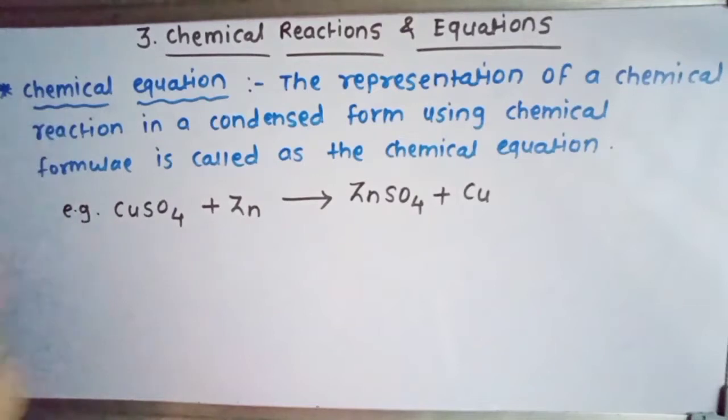Students, we are studying the third chapter of Science 1, that is chemical reactions and equations. In the last lecture we studied physical changes and chemical changes. What are the differences between physical and chemical changes, yes or no? Then we saw what a chemical reaction means, what the reactants are, and what the products are. I hope that part is very clear to you.